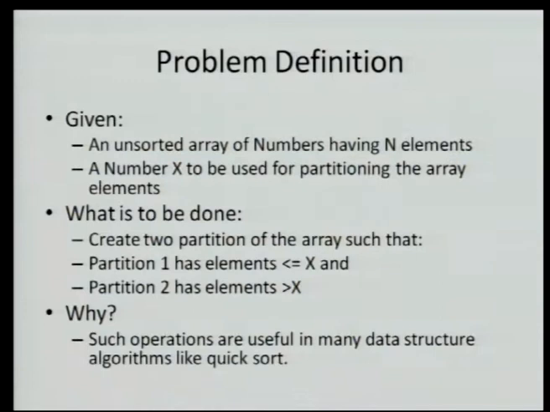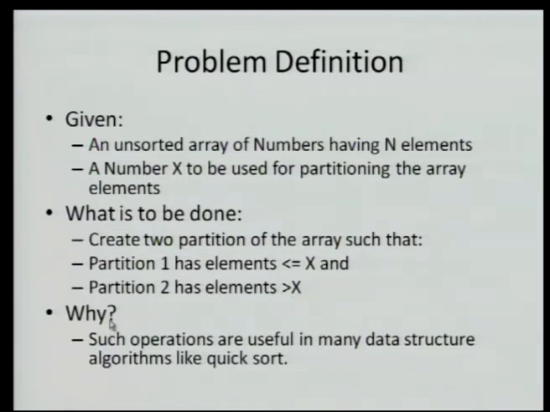So the problem definition states: given an unsorted array of numbers having n elements, and the second thing given to us is a number x to be used for partitioning the array of elements. So this is what is given to us. And what is to be done? We need to create two partitions of the array, such that partition 1 has values less than or equal to x, and partition 2 has element values greater than x.